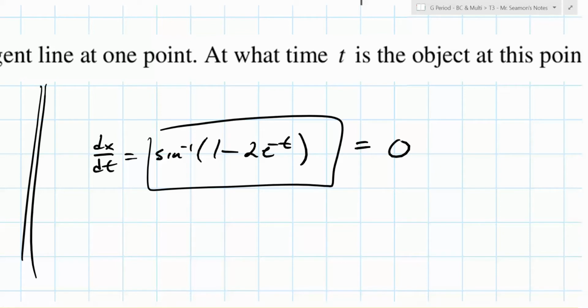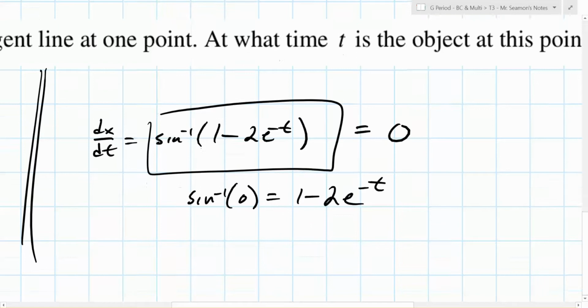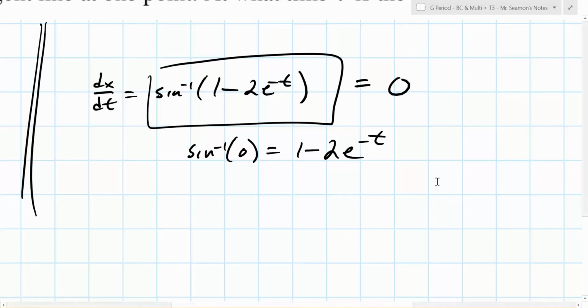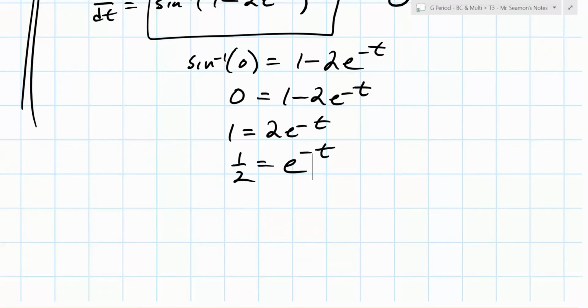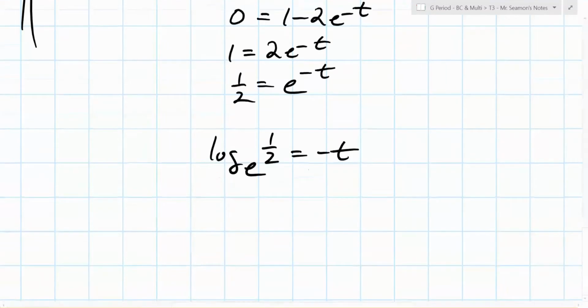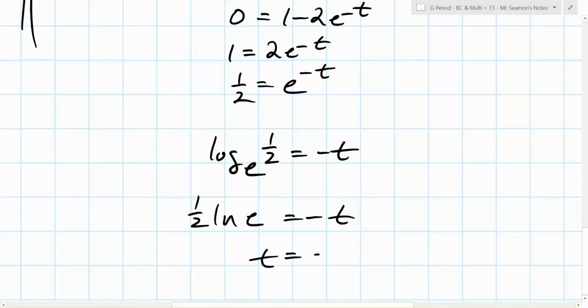You could actually do it by hand pretty quickly, because what is sine inverse of 0? You have sine inverse of 0 is equal to 1 minus 2e to the negative t. What is sine inverse of 0? Anybody know? The sine of what is 0? 0. So you have 0 is equal to 1 minus 2e to the negative t. So you have 1 is equal to 2e to the negative t. So you have 1/2 is equal to e to the negative t. So you can do this by hand if you want to, right? So what's that going to be? That's log base e equals negative t, right? This is ln of 1/2, ln e is equal to negative t. So what's t equal to? Negative 1/2.